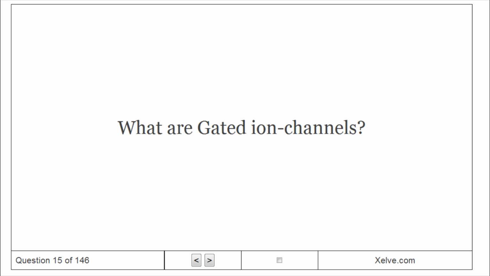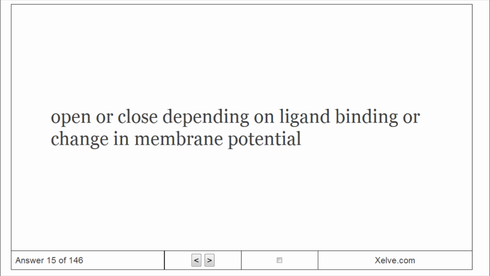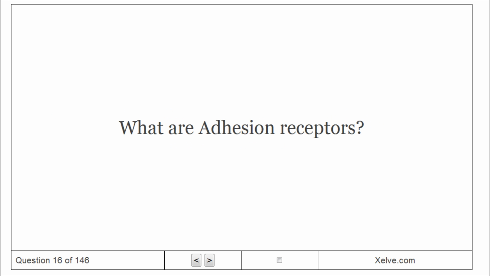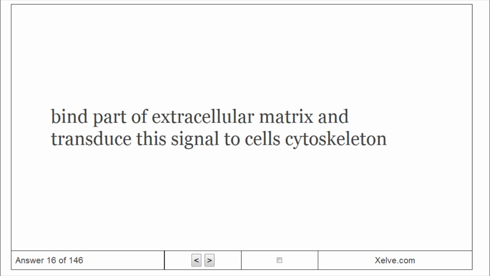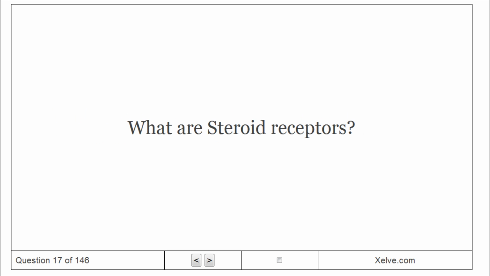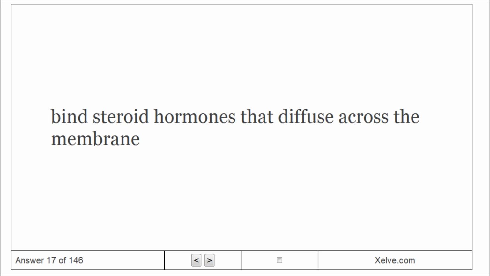What are gated ion channels? They open or close depending on ligand binding or change in membrane potential. What are adhesion receptors? They bind part of the extracellular matrix and transduce this signal to the cell cytoskeleton. What are steroid receptors? They bind steroid hormones that diffuse across the membrane.